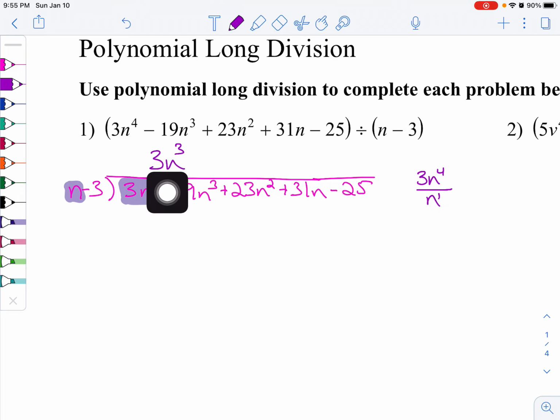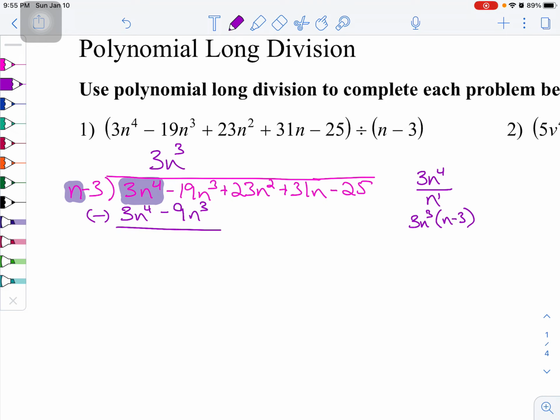Now I'm going to take this number that I just figured out, this 3n cubed, and I'm going to multiply it with both of these terms. So again, you could off to the side write down 3n cubed times n minus 3 if that will help you keep track of your terms. So this is going to be 3n to the 4th and then minus 9n cubed. So those stack up and line up. And we're going to subtract.